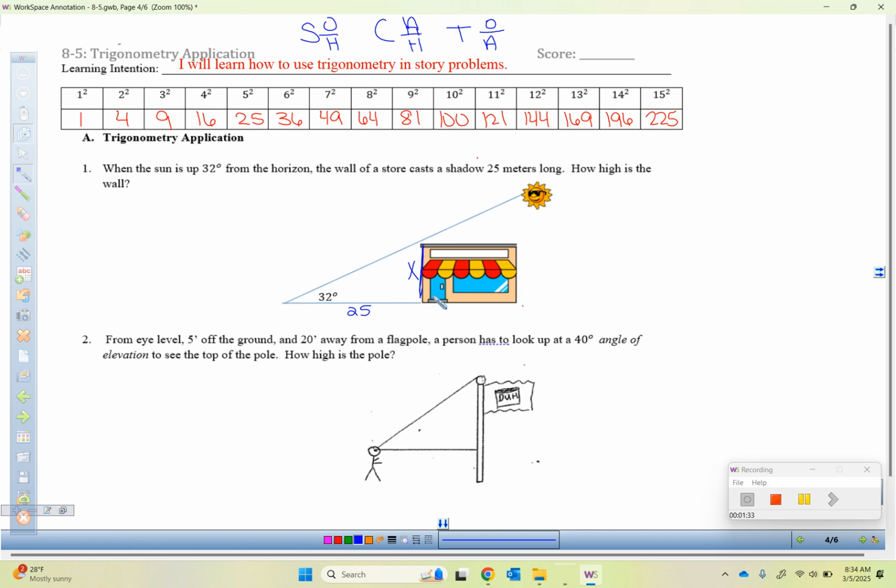Okay? And so I'm going to ask myself, this is where my right angle is. Do I have a hypotenuse? Is there a hypotenuse? No. So I know right away I'm dealing with tangent. Tangent is opposite over adjacent. So to set this up, I'm going to say tangent of my angle measure, 32 degrees, equals my opposite. My opposite of 32 degrees is what's across, what's not touching it, which is x, over my adjacent, which is what is touching it, which is 25.